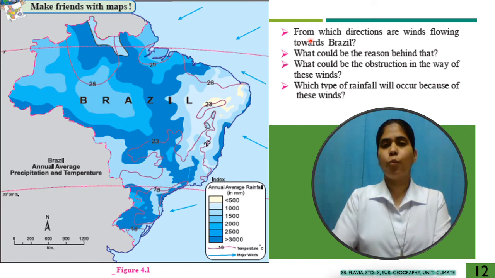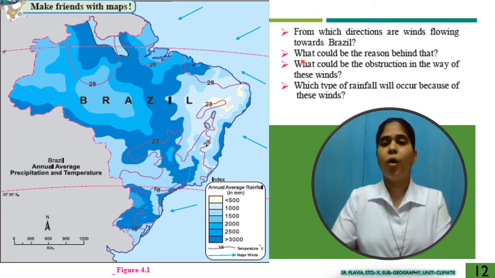Next, from which directions are winds flowing towards Brazil? Look at these arrows which show the direction of the wind. So the answer is the winds are flowing towards Brazil from northeast and southeast direction.